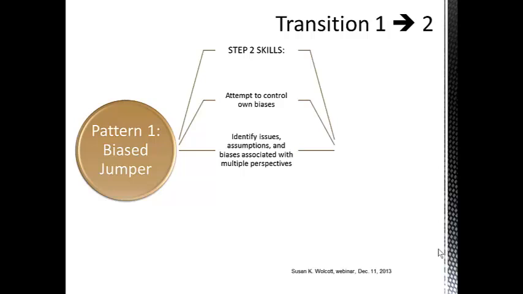The second set of skills is identifying a lot of issues and assumptions and biases associated with different perspectives. In other words, really exploring the problem by looking at it from this point of view and then from that point of view and so on. Really trying, as objectively as possible, to recognize different ways of looking at information, and then logically and qualitatively evaluating evidence. What I have found is that bias jumpers tend to look at a piece of information and say that it either supports my conclusion or it doesn't.